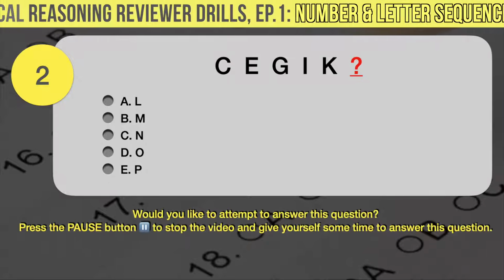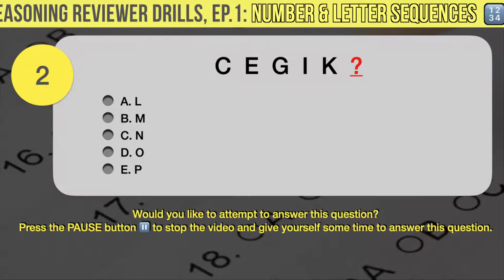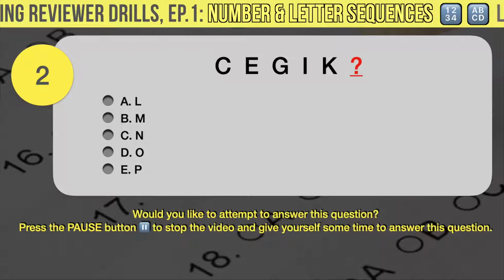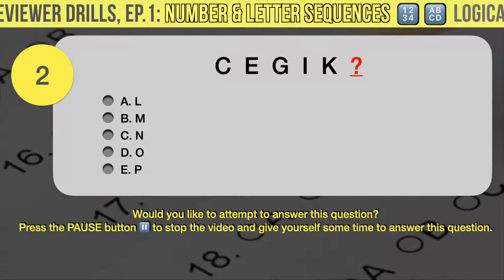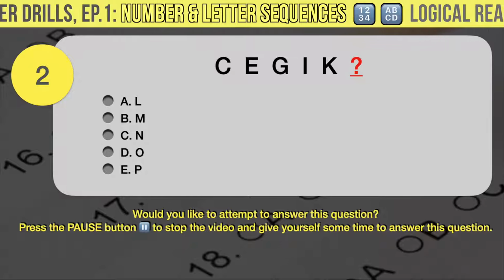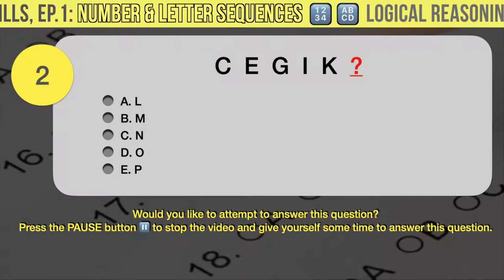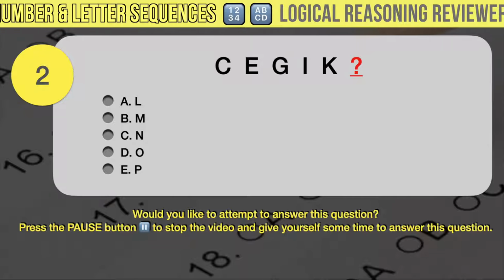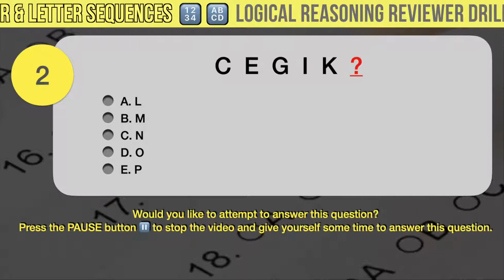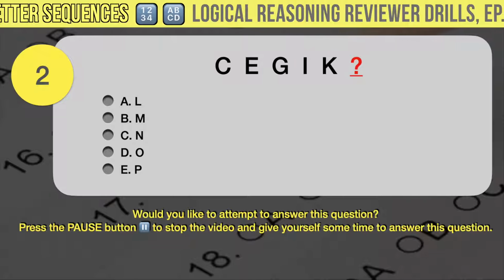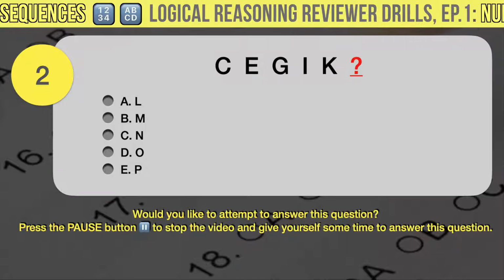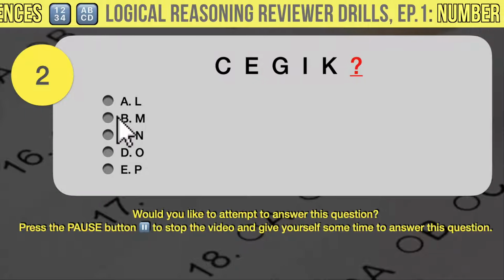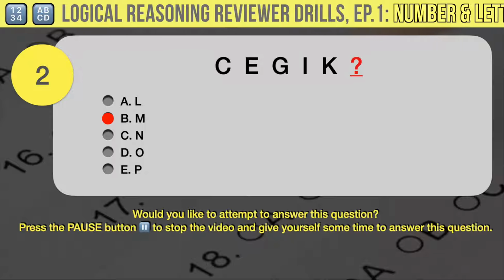Drill question number 2. Which letter comes next in the following sequence? C, E, G, I, K. Your answer choices are A, L, B, M, C, N, D, O, E, P. The correct answer is B. The next letter in the sequence is M.